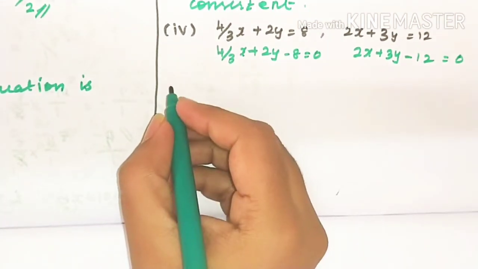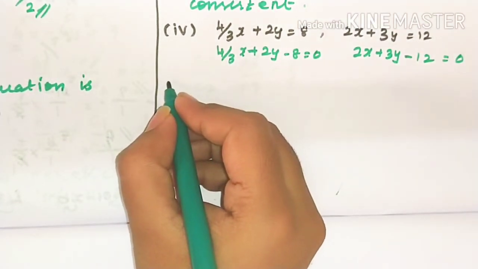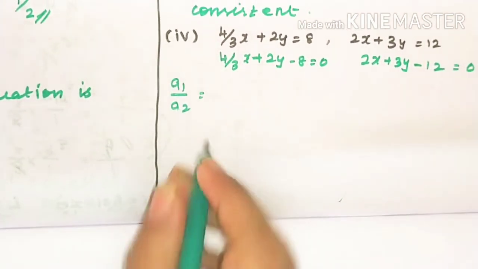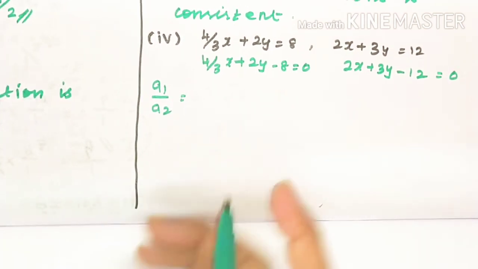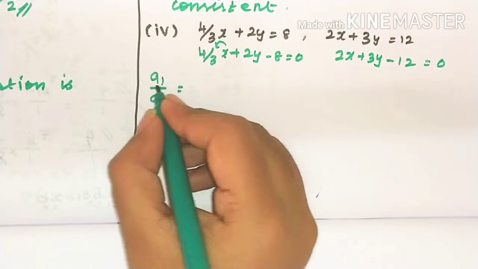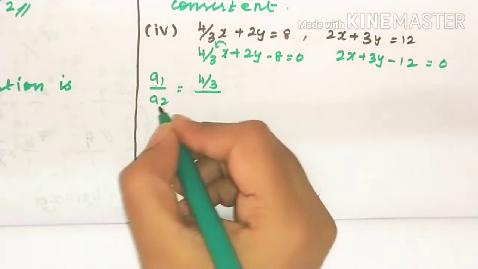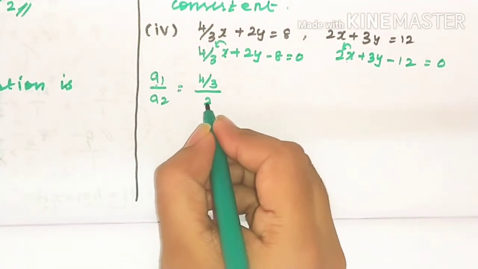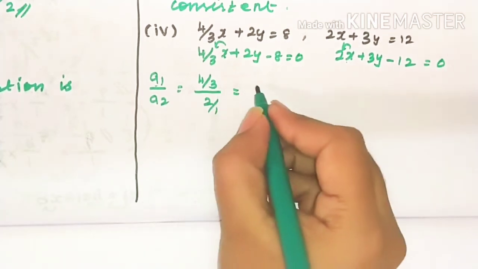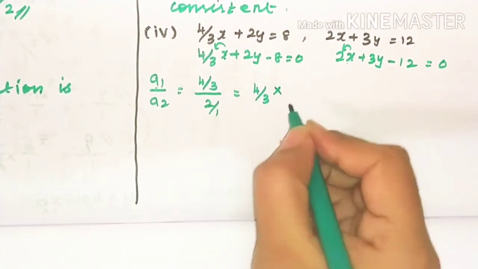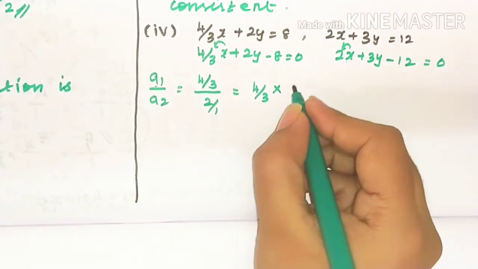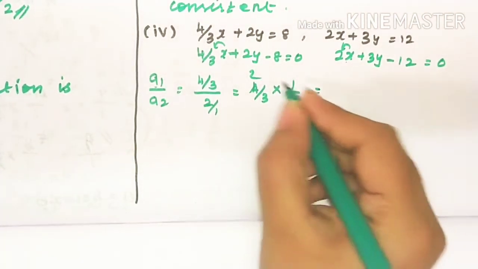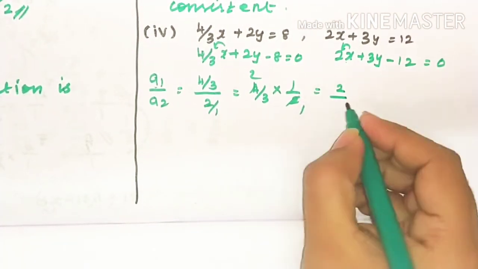Now we can find the coefficients a1 by a2, b1 by b2 and c1 by c2. First we can find out a1 by a2. Here a1 and a2 are the coefficients of x, and the coefficient of x is 4 by 3. So for a1 we can write 4 by 3 and a2, the coefficient of x, is 2. So for the denominator 2 we can write 2 by 1. The numerator fraction we can write 4 by 3 as it is, and for the denominator fraction we can take the reciprocal, 1 divided by 2. Now we can cancel the 2 table, 1 time, 2 times. So 2 ones are 2 and the denominator is 3. So 2 by 3.